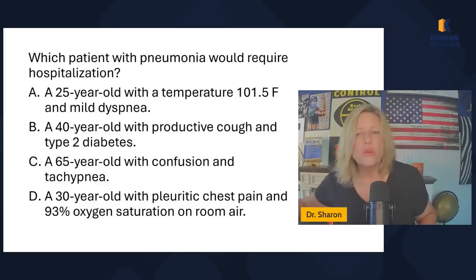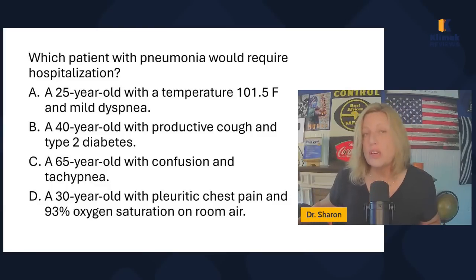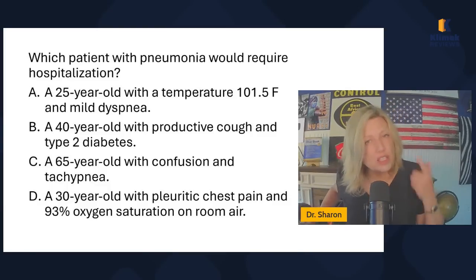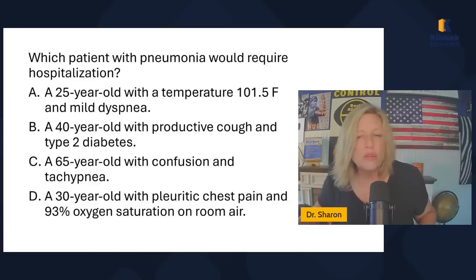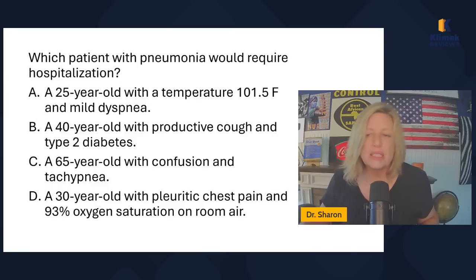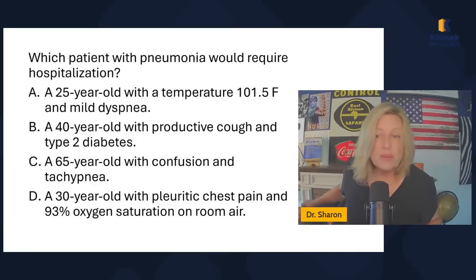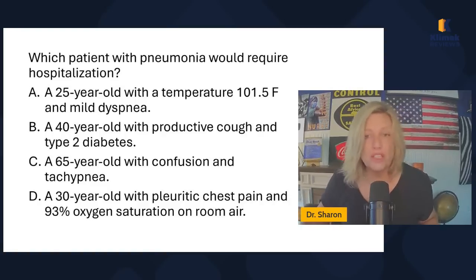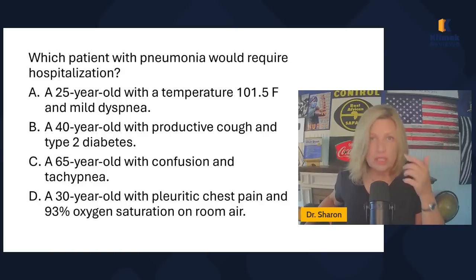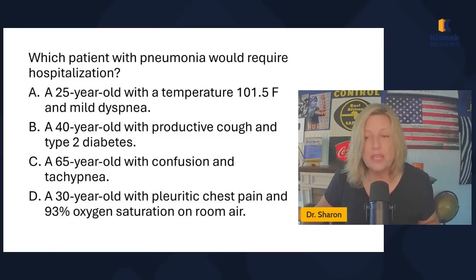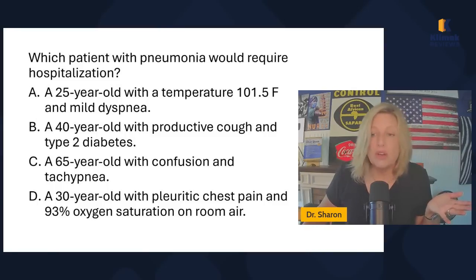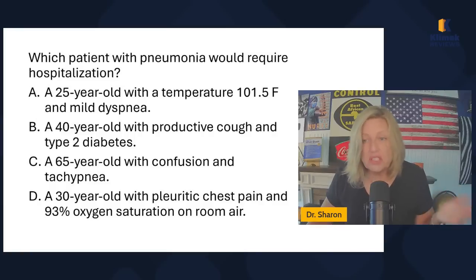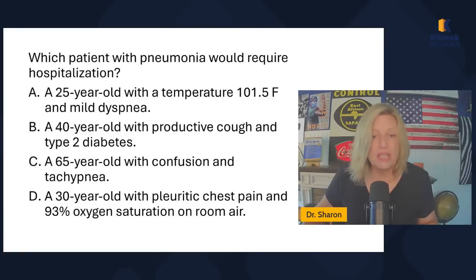Which patient with pneumonia would require hospitalization? So think CURB 65. Again, you don't have to memorize it. Just think conceptually, though. 25-year-old with a temperature of 101.5 and mild dyspnea. Well, those are expected findings with pneumonia. A temp and some dyspnea. Okay, give them some antibiotics and treat them outpatient. They all have pneumonia, by the way, all of these. 40-year-old with a productive cough, that's expected, and type 2 diabetes. Okay, they have a comorbidity, but there's nothing there that tells me they have to be hospitalized.